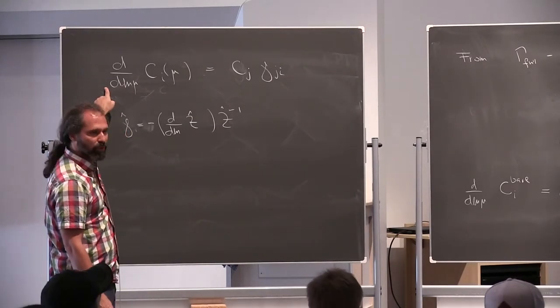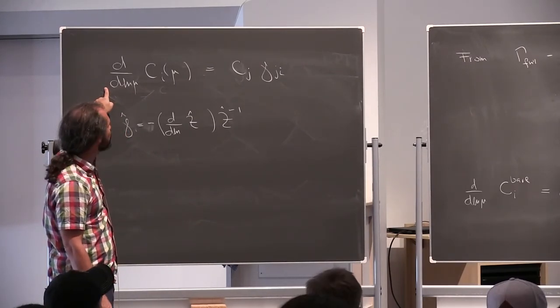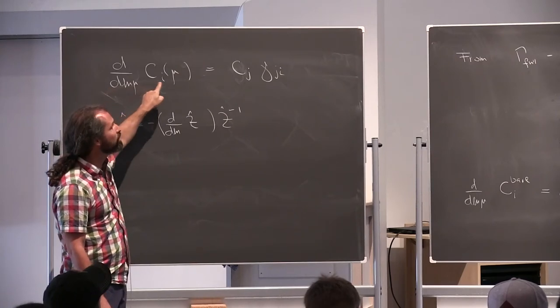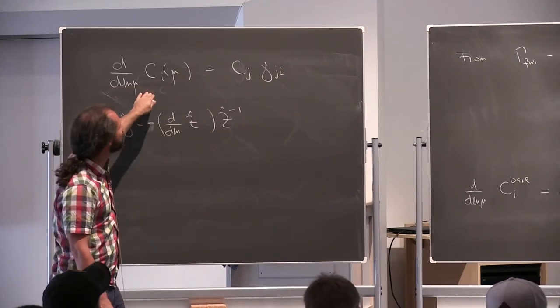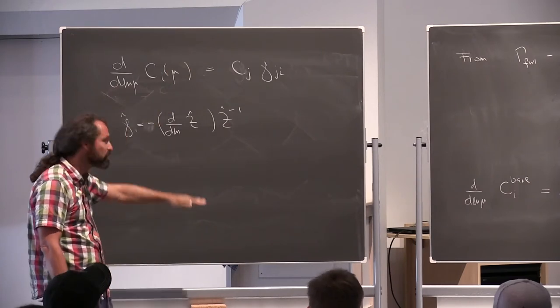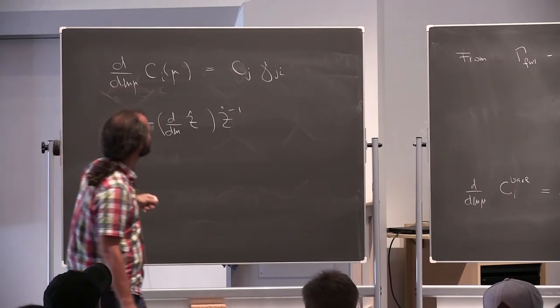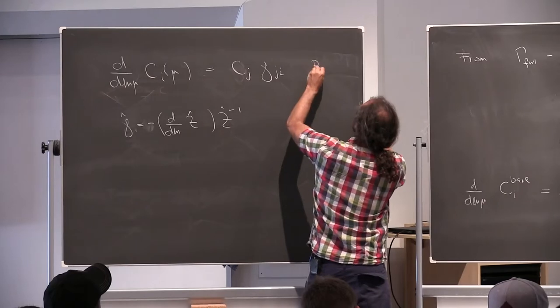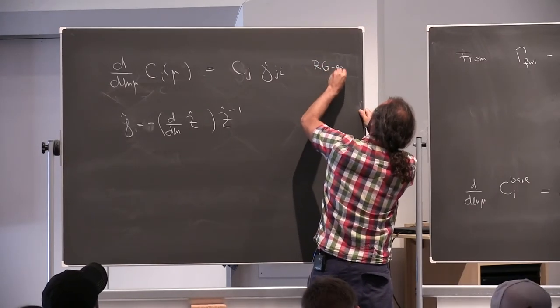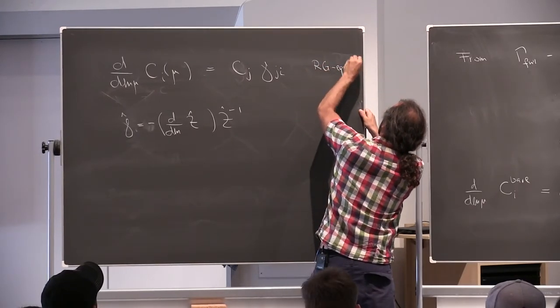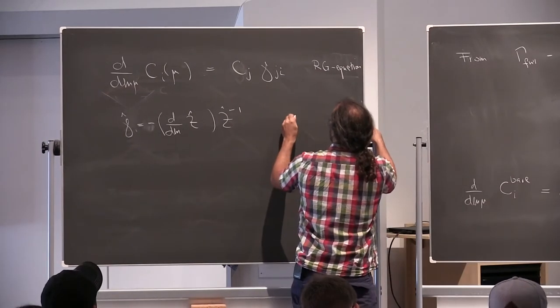And that's a simple equation, which we can then solve to start with the coefficients at the high scale. Then we solve this mu equation, this RG equation, and evolve down. So this is the RG equation for these Wilson coefficients. And this here is the anomalous dimension.